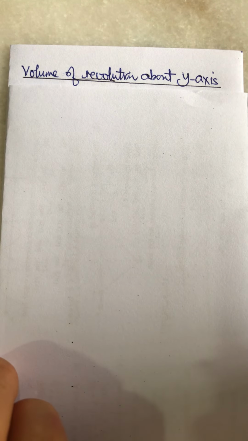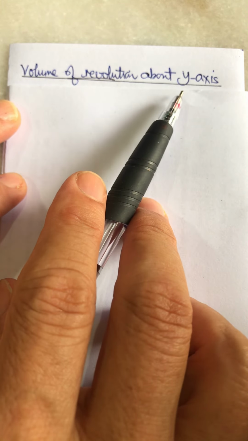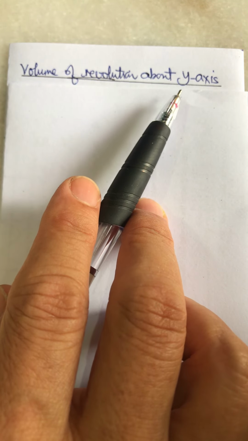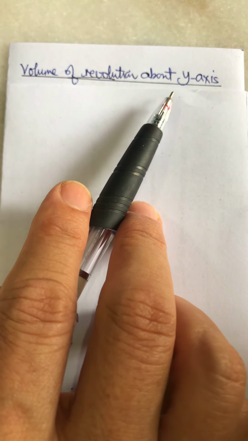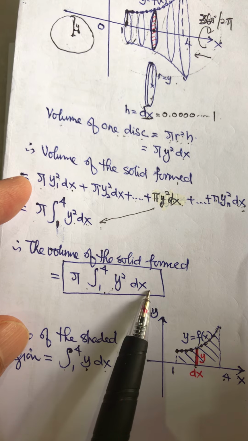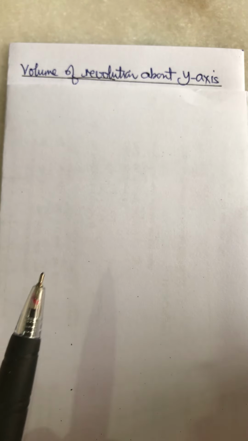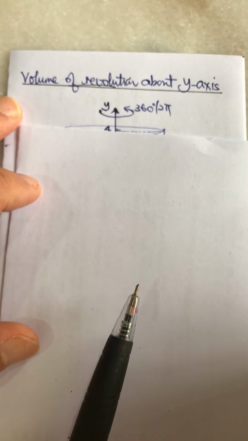Okay, now we shall do this volume of revolution about the y-axis. Just now we have done this. The volume rotated about the x-axis is this one, pi y square dx. Okay, so now we are going to rotate about the y-axis.